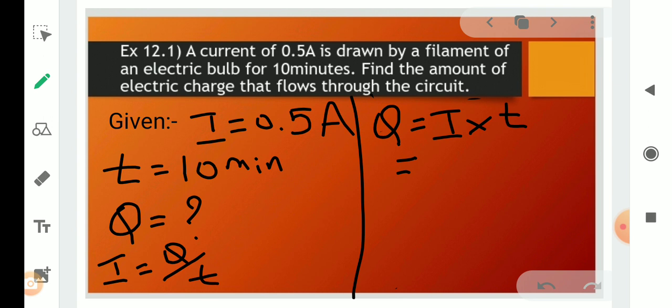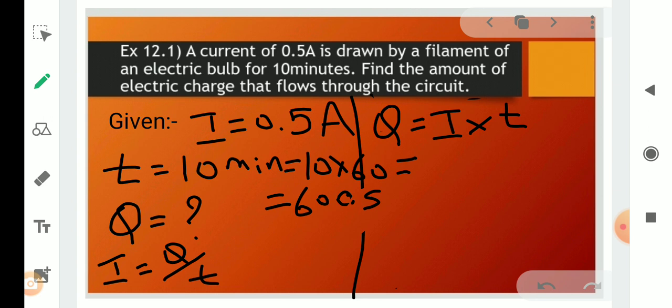Next, time, what is the SI unit? That is second. So it is given in minutes. We have to convert it into seconds. So how to convert? 1 minute is equal to 60 seconds. Therefore 10 minutes is equal to 10 into 60, which is equal to 600 seconds. So now substitute here.